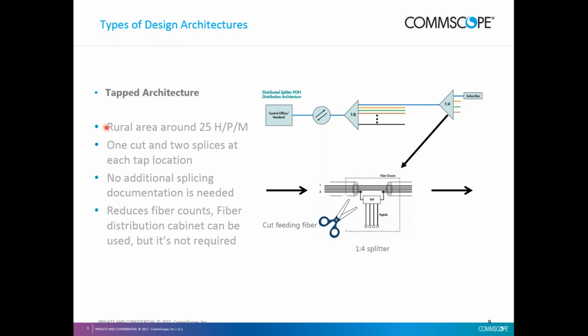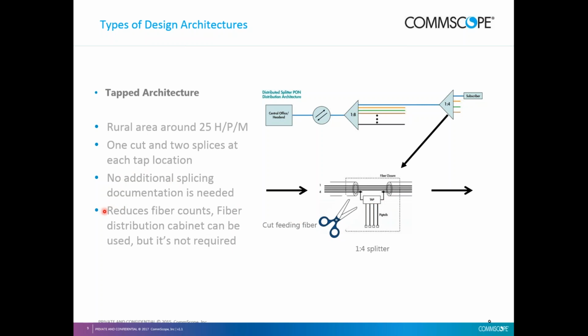And then the tap is going to be out in the field closer. We're going to cut one of the fiber cables. In this case, it's showing a 1x4, but in reality, in my picture down at the bottom, this is going to be an unequal value, like a 14 or 11 or 9 dB loss.